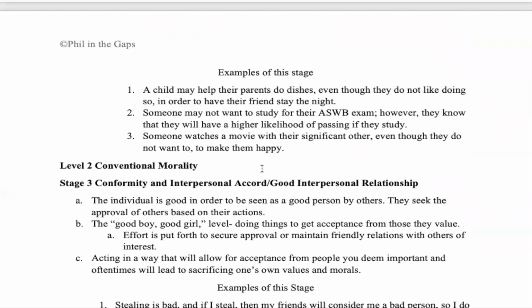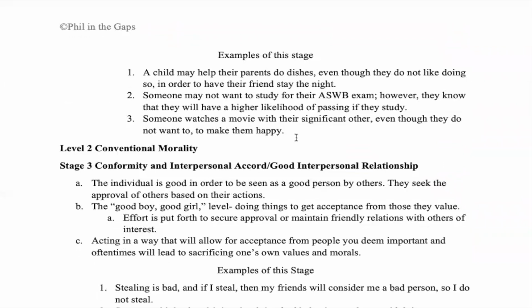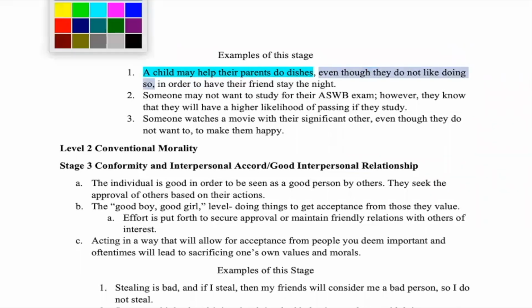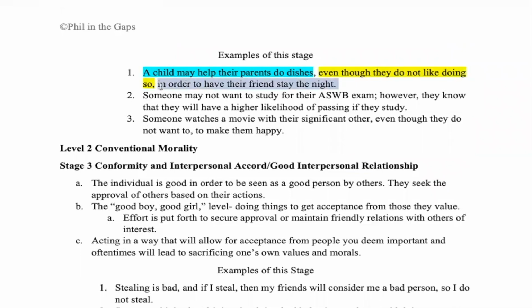So, a couple of examples to articulate this a little bit further. A child may help their parents do dishes, even though they do not like doing so, in order to have their friend stay the night. Again, the child is going to do the dishes, not because they want to, not because they want to be polite, not because they think it's a good idea. They don't even like doing it. They're like, man, screw the dishes, I ain't doing those. But why they're doing it is because they get their friend to stay the night. That is the reward.